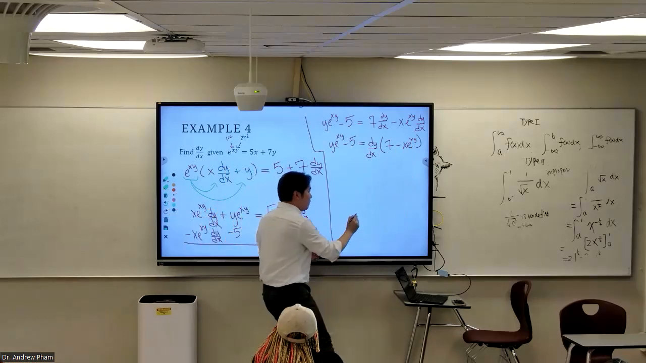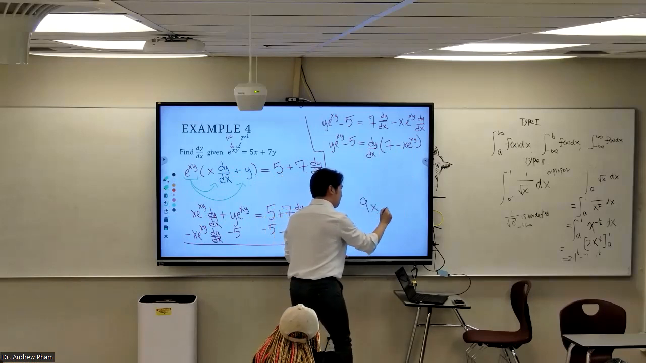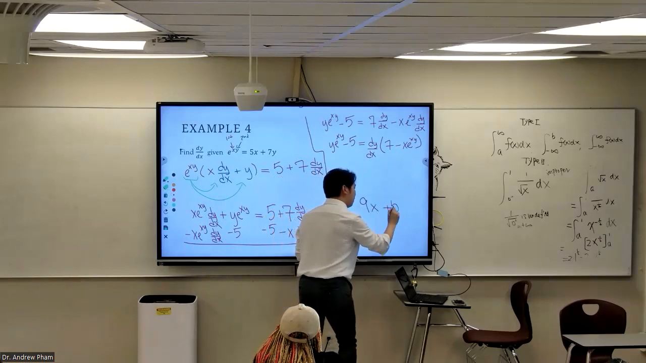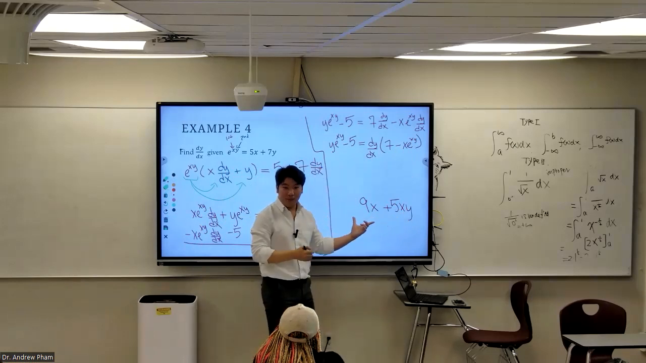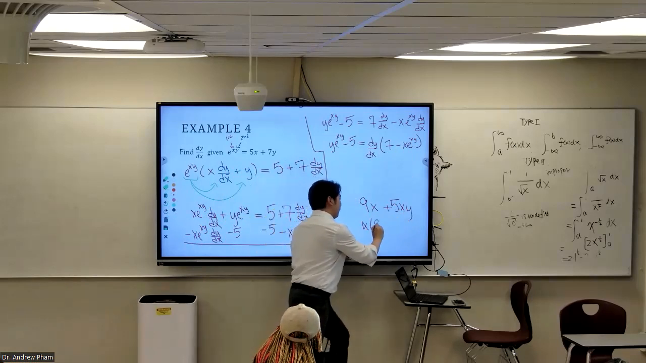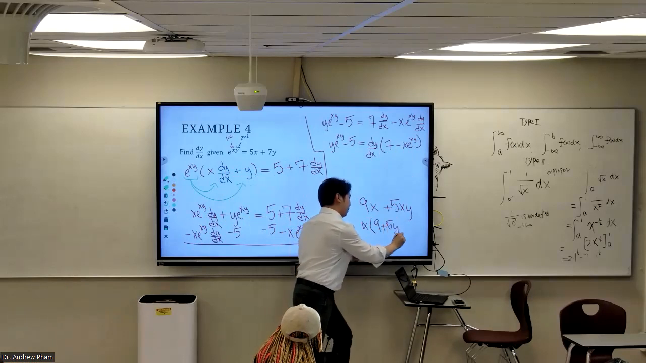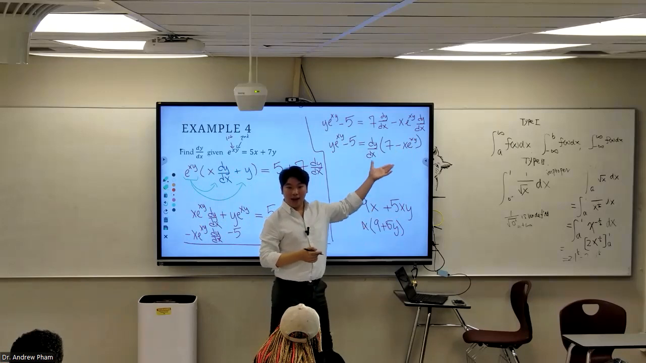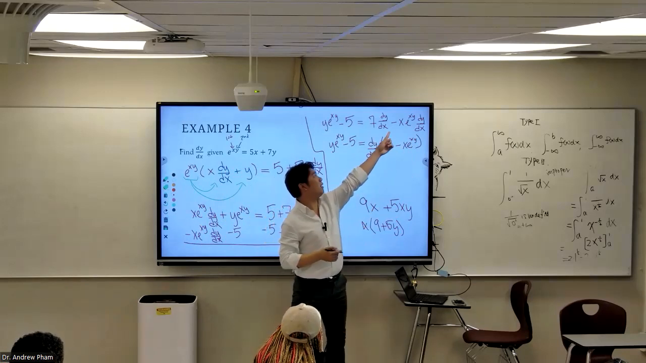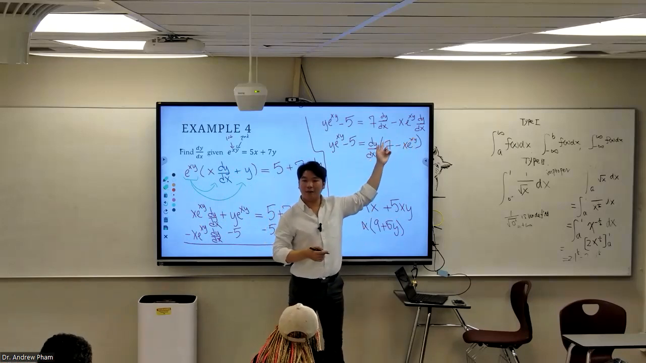It's kind of like if I gave you this, plus 5xy. Here you can take an x out from both of them. Like you could do this. You can take out an x because both of them were times x. I did the same thing here. Both of these had a dy dx, so I can take it out from both of them.